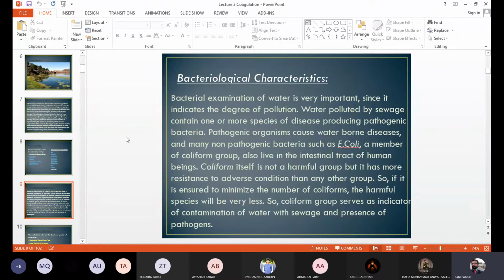Because it is the most resistant microorganism in any water sample against any disinfectant, and if it is not present in any sample, then there cannot be a single microorganism which can be present in the water sample after the addition or application of the disinfectant.